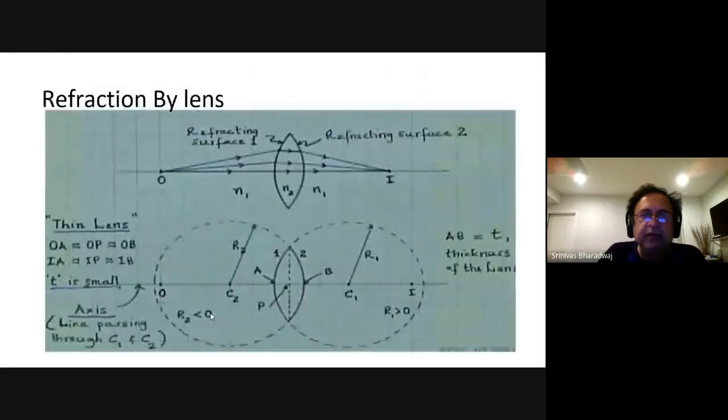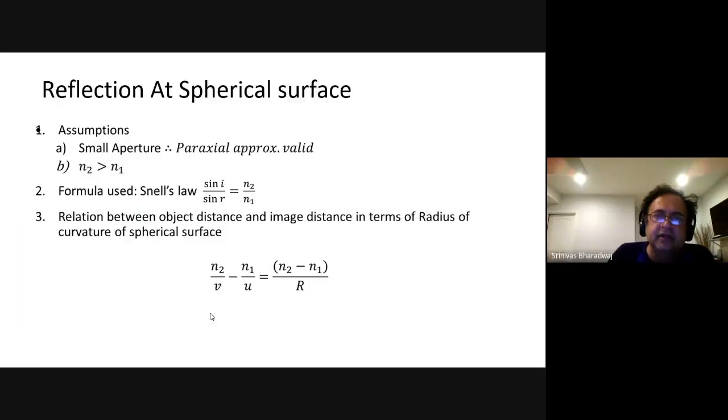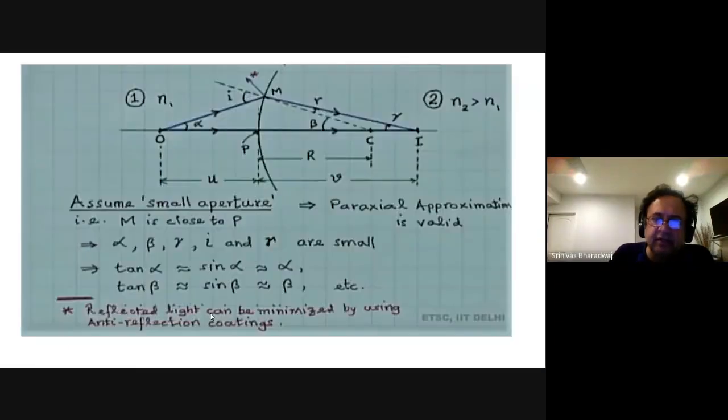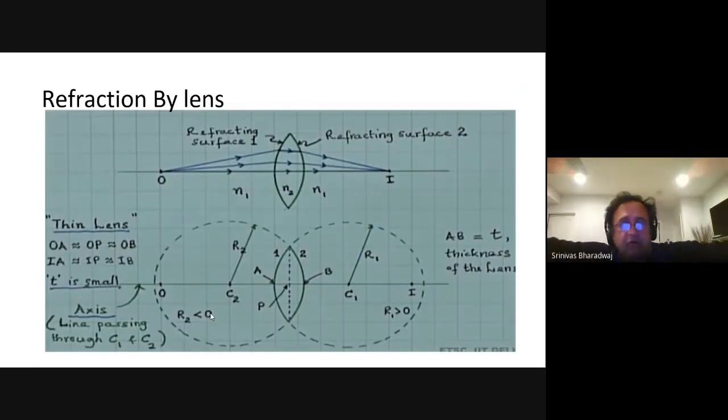Now, if you have a similar equation in the case of the concave lens also, you just have to change the sign. Remember the sign convention we did. So now when we look at refraction by a lens, a lens is what? It is biconcave or biconvex, with n1, n2, n1.